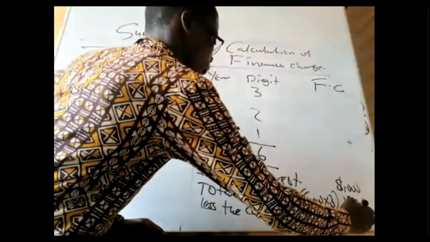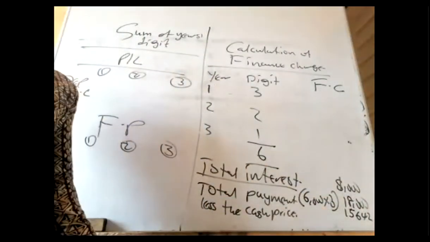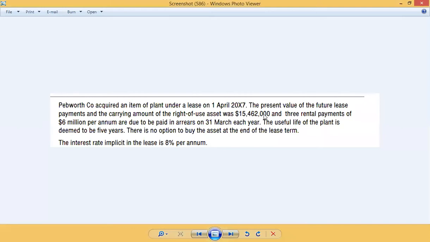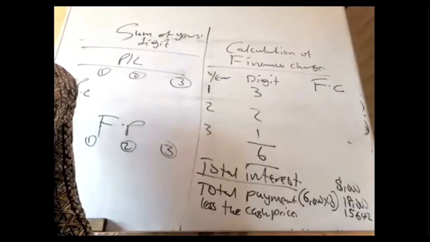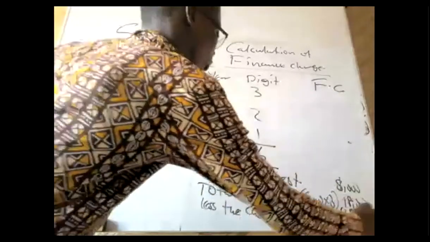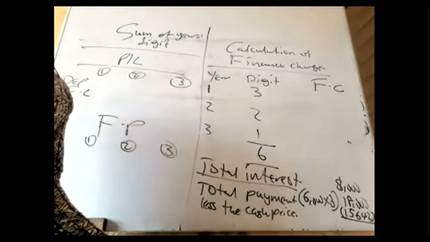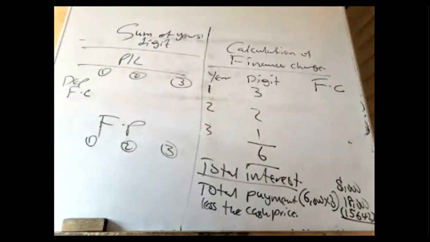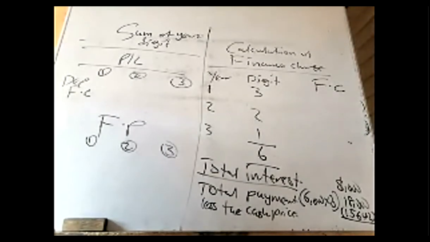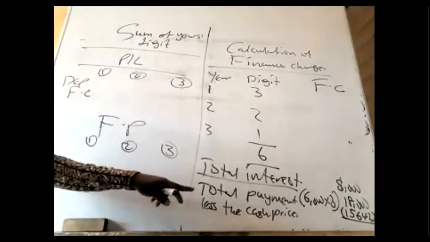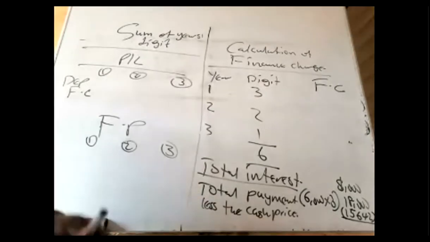So let's do that one. 15,642. So when we go to the question, yes, 15,642. Perfect. So what's the total interest? The total interest will be the difference. That should give us 18,000 less 15,642.